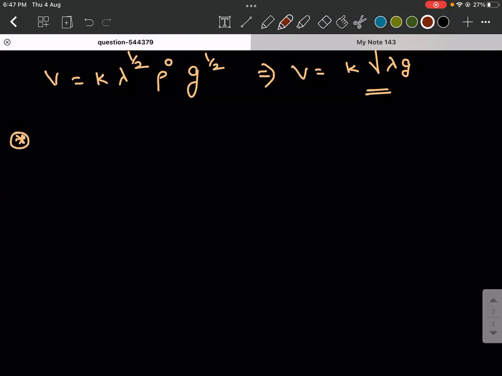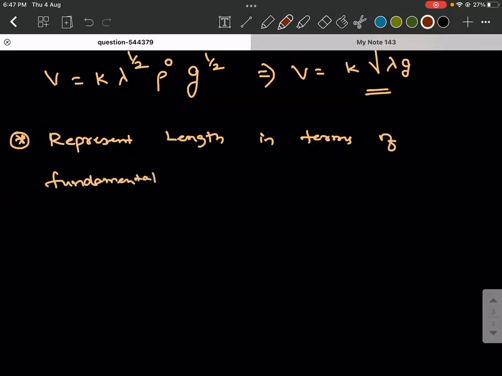So there was a doubt asked yesterday. The question is: represent length in terms of fundamental quantities, velocity, gravitational constant, which is capital G, and Planck's constant, which is H.